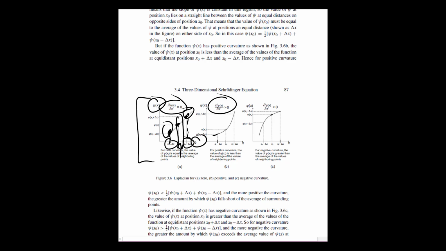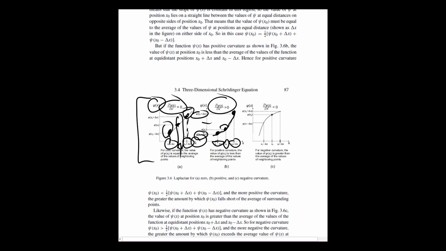Here's that function. Notice the slope is increasing. It's positive curvature. Slope is positive and increasing. Now what if I take the value at x0, then I go delta x to the right and delta x to the left. Now look at what happens. The average of the value at those 2 points is somewhere up here.